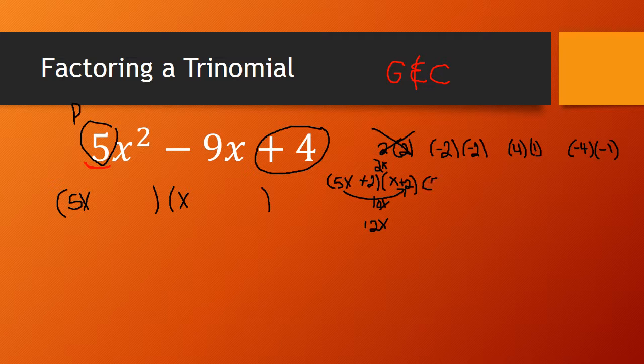Let's take a look at negative 2 and negative 2. I have 5x minus 2 in one factor, and then I have x minus 2 in the other factor. So multiplying the inner terms, I'm going to have negative 2 times x, which is negative 2x. And multiplying the outer terms, I'm going to have 5x times negative 2, which is negative 10x. Negative 2x plus negative 10x is negative 12x, which is not going to help me in this case.